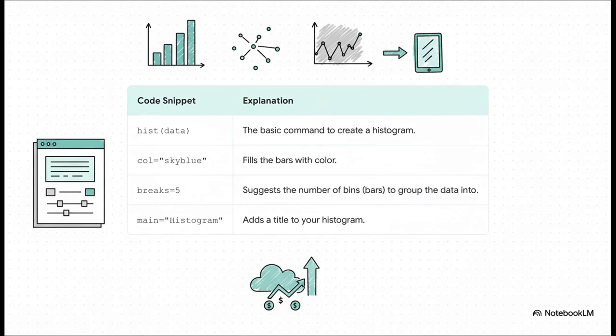Next, we've got histograms, using the hist function. So when do you use this? Anytime you have just one set of numbers and you want to see how they're spread out, see the shape of your data. Now here's the exam pro tip. You have to remember the breaks parameter. It controls how many bars or bins are in your chart. Examiners love asking about this one.